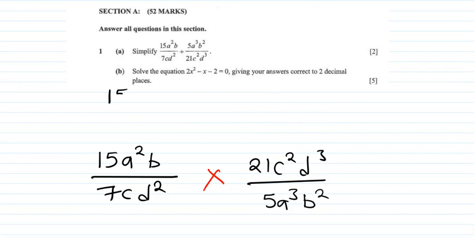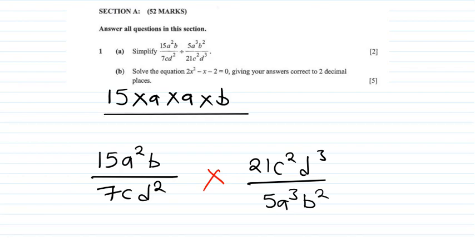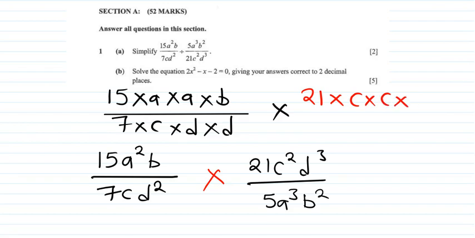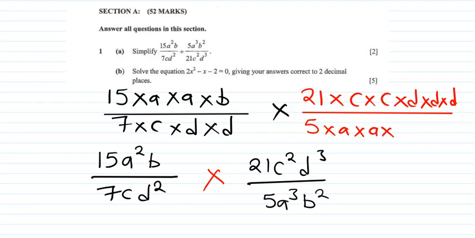Now on the next step, we're just going to expand. We have 15a squared on top, so that's the same as a times a, there are 2, and then multiplied by b. This is divided by 7c, so 7 times c times d squared. D squared means we've got 2 d's there, so d times d. And this is multiplied by, on the other side, 21c squared, that's 21 times c 2 times, and then d 3 times, divided by 5 multiplied by a 3 times, because it's a to the power 3, and then times b, how many times? 2 times.